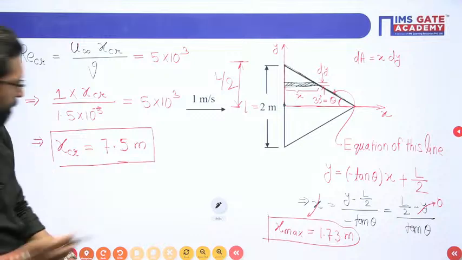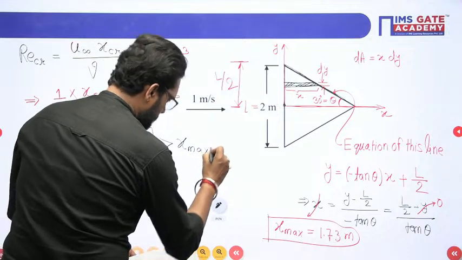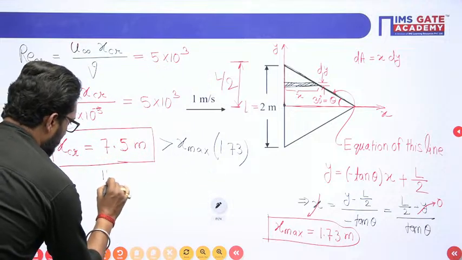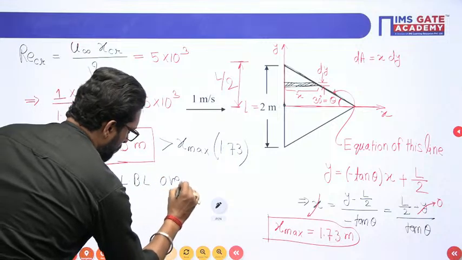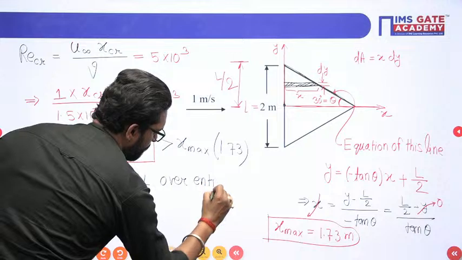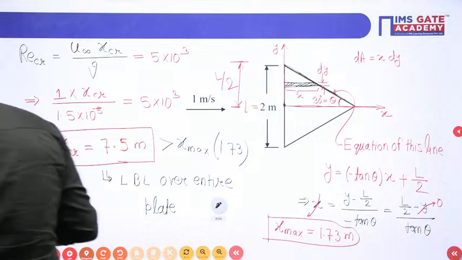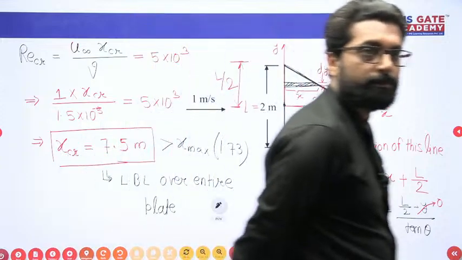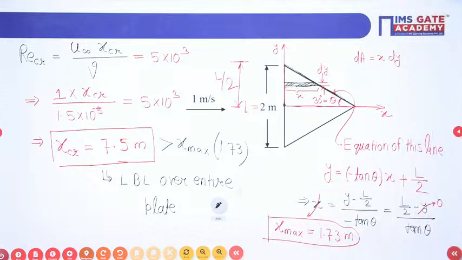Clear? So the critical length is greater than X max, that means 1.73. That means a laminar boundary layer over the entire plate. This is your first job. Once you have found that the flow is laminar, then we have to apply the drag force.